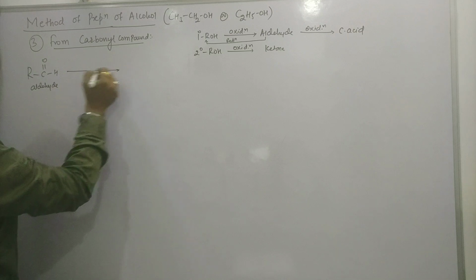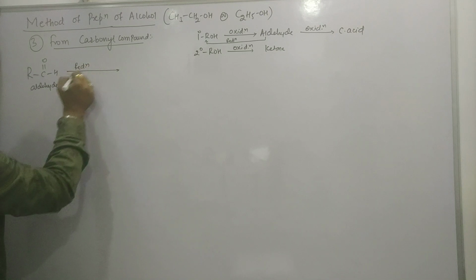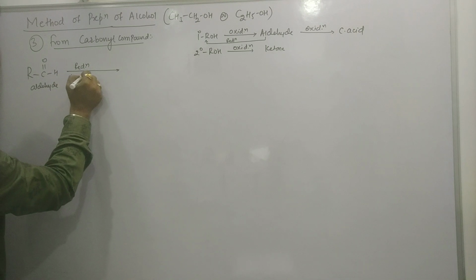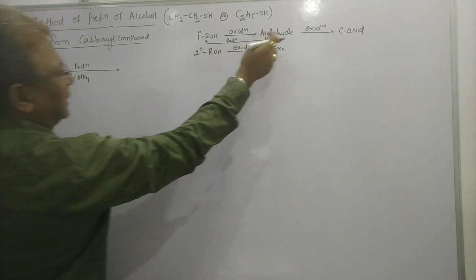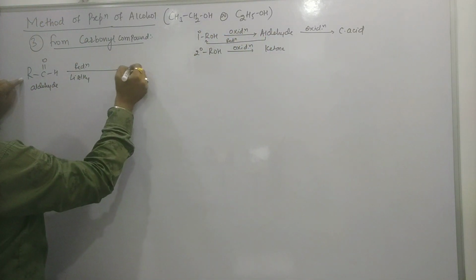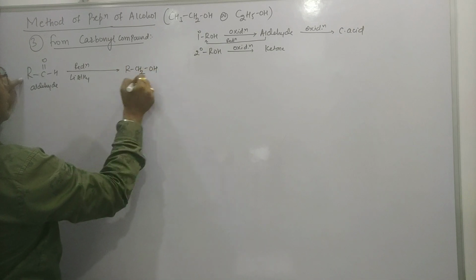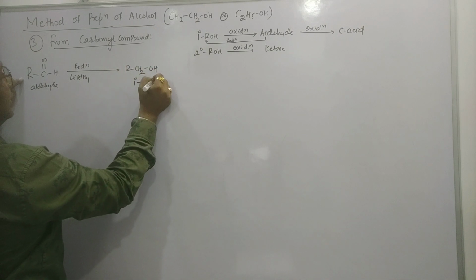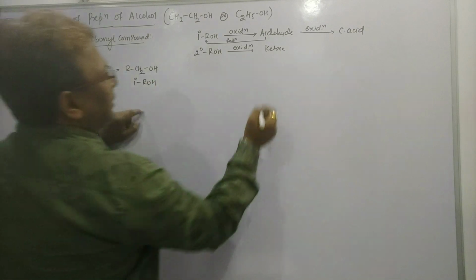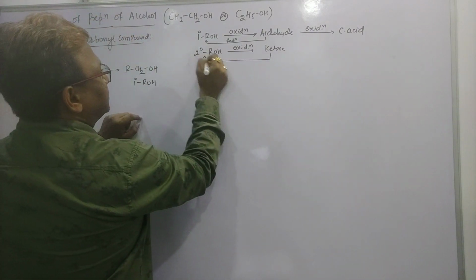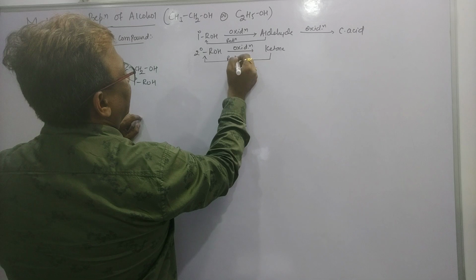But what to do? Reduction. For reduction what can we use? Lithium aluminum hydride. Aldehyde on reduction, what does it give? Sir, it gives 1 degree alcohol. Can we say beta, RCH2OH are called 1 degree alcohol. Second part beta. Ketone on reduction gives rise to 2 degree alcohol.